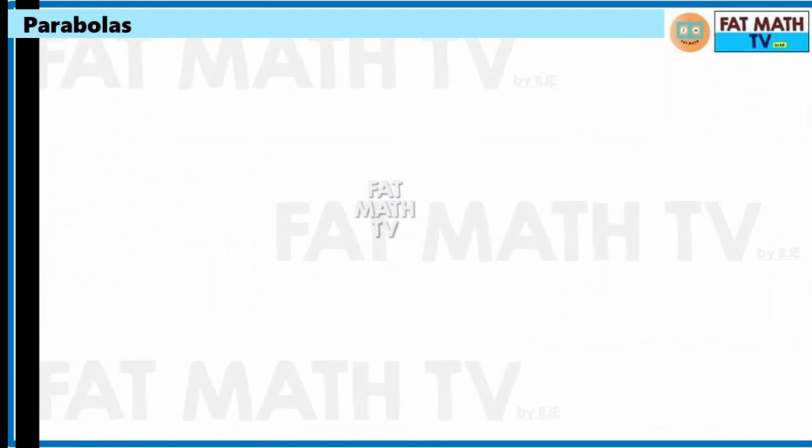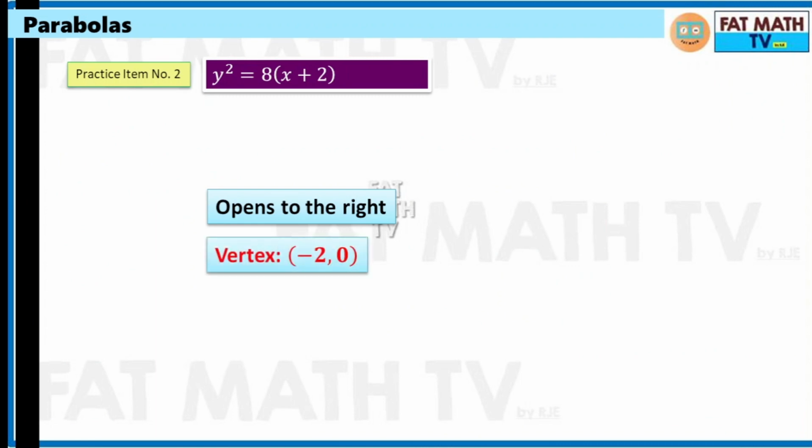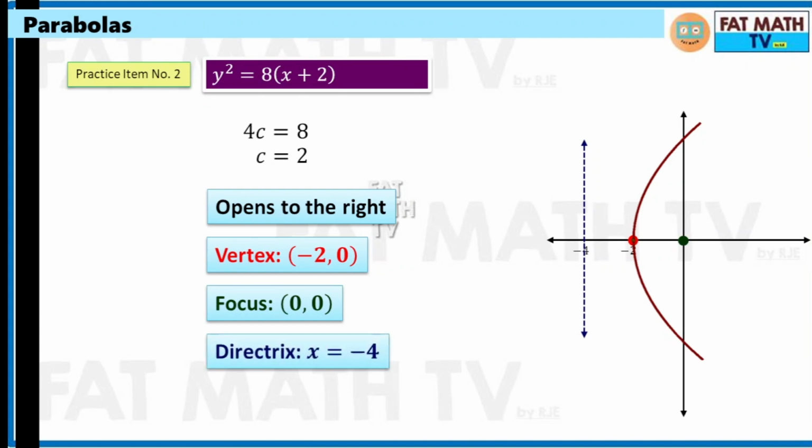Practice item number 2, we have y squared equals 8 times x plus 2. So y is being squared, positive on the right, so opens to the right. Vertex negative 2, 0. And c is 2, so focus is the origin, 0, 0. And directrix, x equals negative 4. And axis of symmetry, y equals 0.